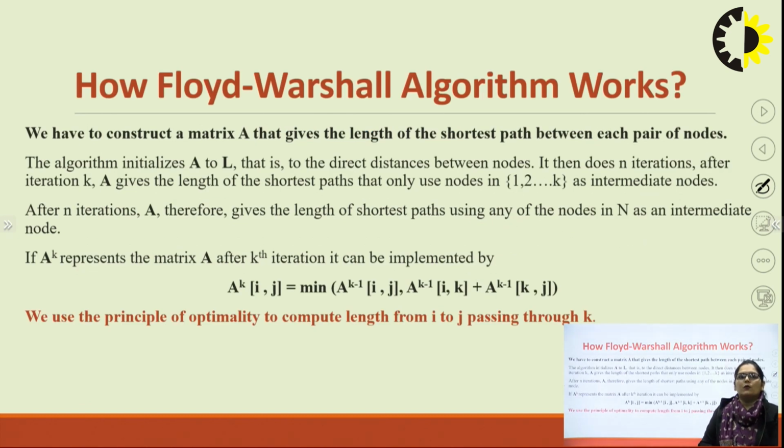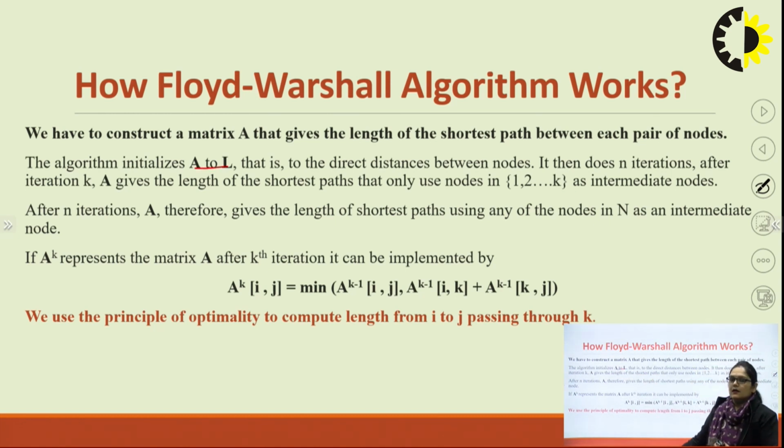Next, come to the working approach, that is how the Floyd-Warshall algorithm works. Basically, in the Floyd-Warshall algorithm, we have to construct or calculate a matrix A that gives the length of the shortest path between each pair of vertices. Initially, we initialize the matrix A with L.